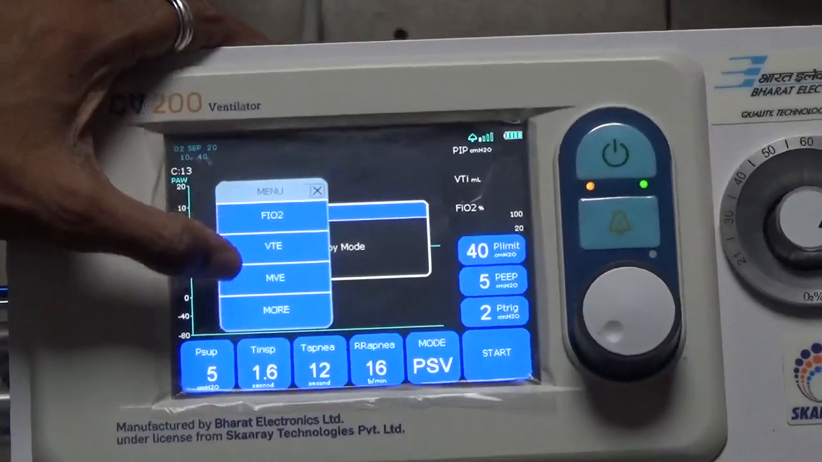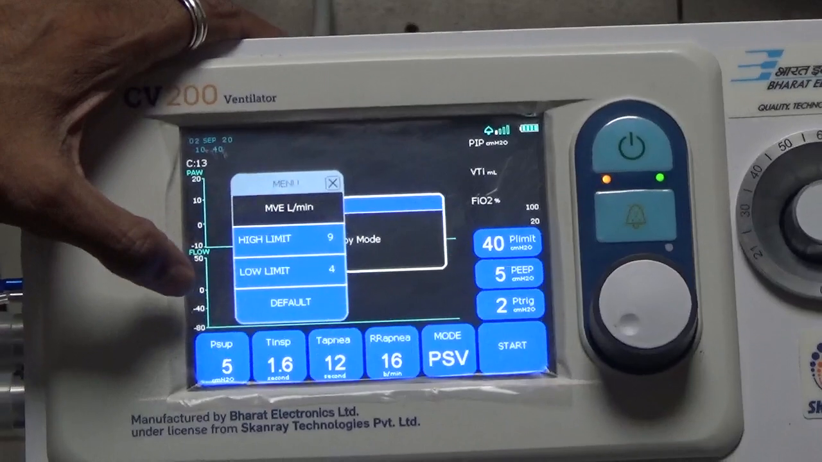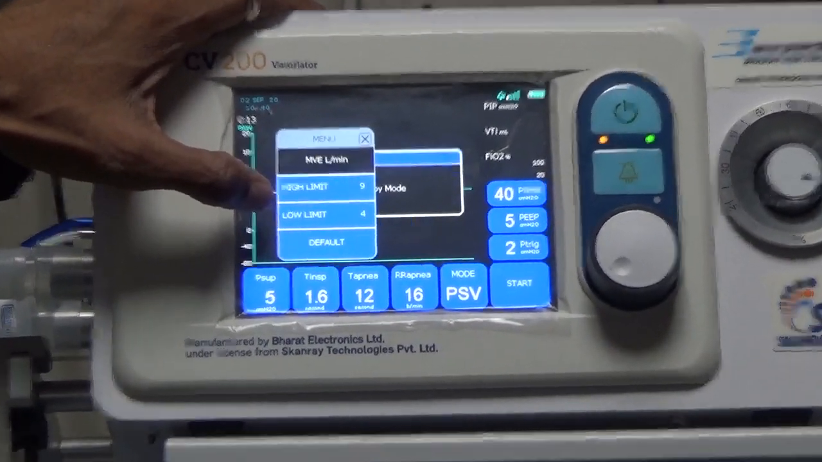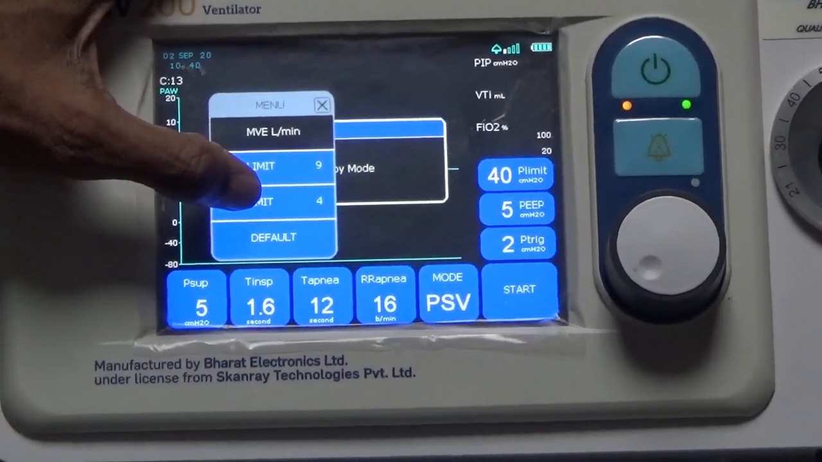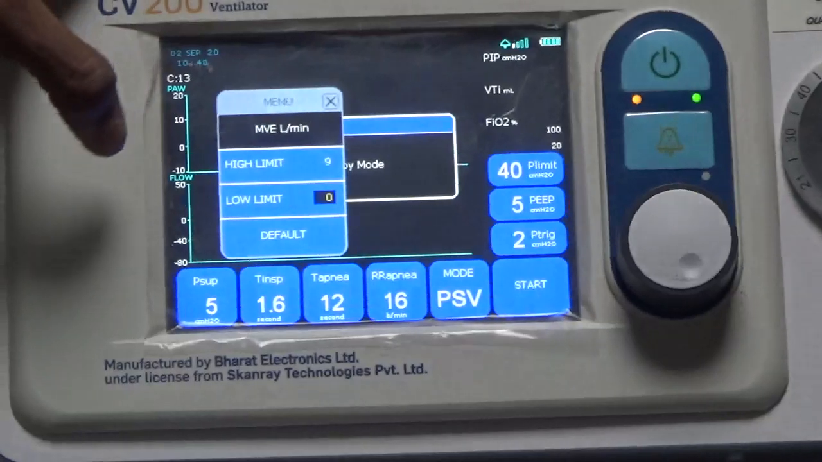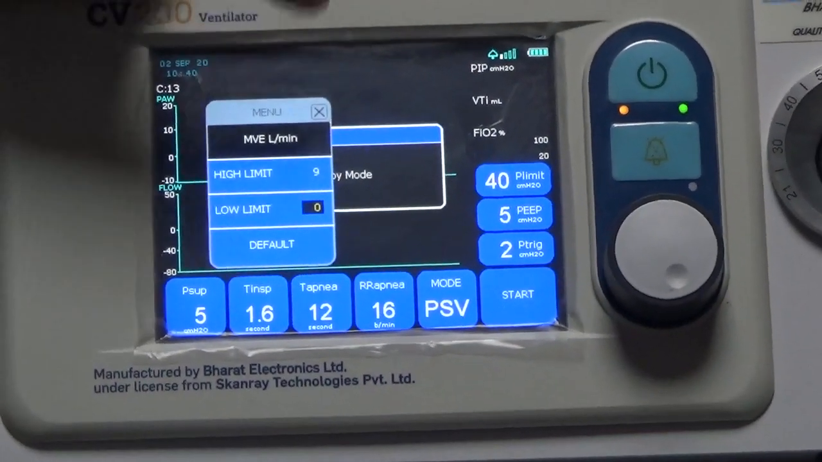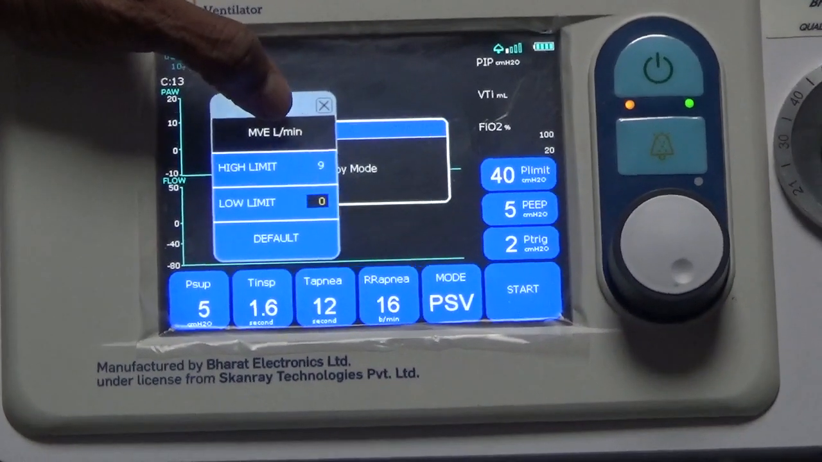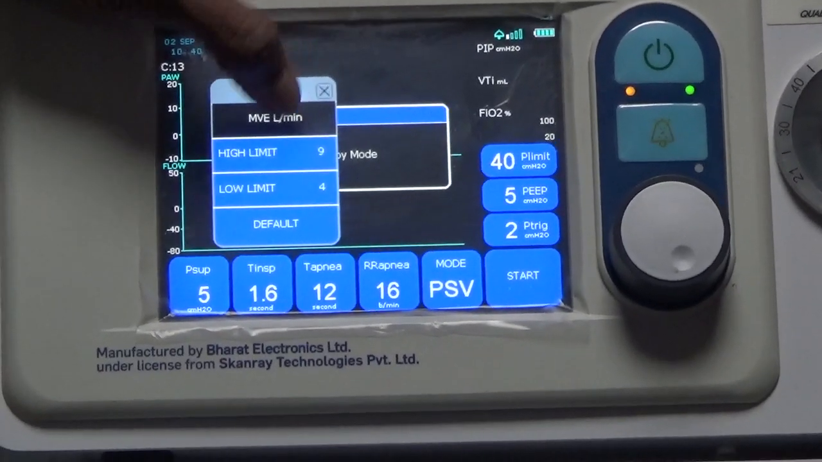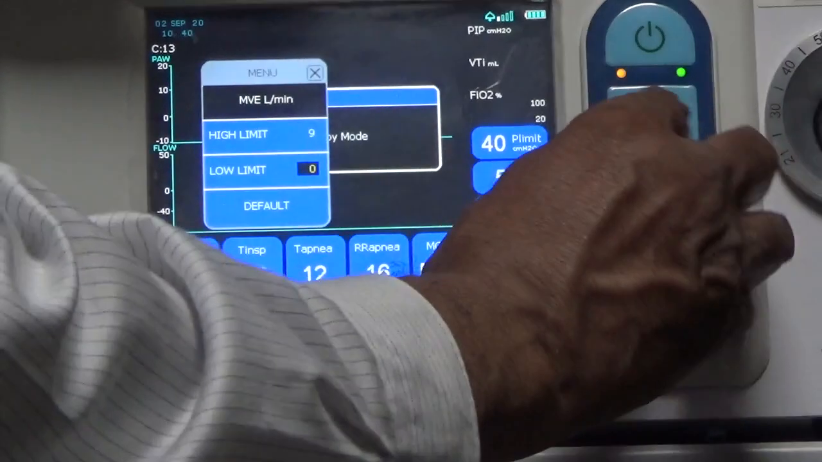Now I want to set the minute volume alarm. So here I have set it at high limit 9 and low limit 4. Now here what is likely to happen is, since the leak is there, the machine may not be able to judge it properly. So I am going to disable the low limit alarm. The high limit alarm will not have any significance. Please remember, this is only for pressure support. You are not going to do this for any other mode.